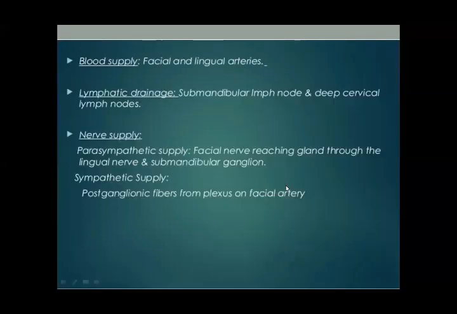Blood supply: facial and lingual arteries. Lymphatic drainage: submandibular lymph nodes and deep cervical lymph nodes. Nerve supply: parasympathetic supply from the facial nerve, reaching the gland through the lingual nerve and submandibular ganglion. Sympathetic supply: postganglionic fibers from the plexus on the facial artery.